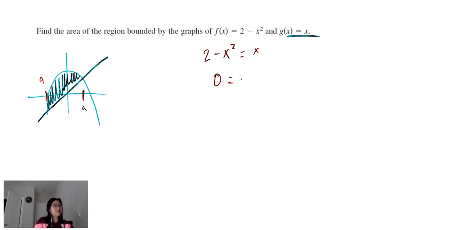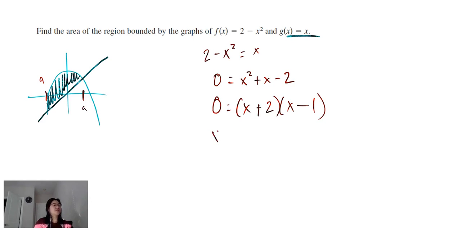So we get 0 equals x squared plus x minus 2. Can we factor that? I think so. 0 equals x minus 2, x plus 1. Nope, I flipped the signs. x plus 2, x minus 1. Multiply. Okay. So that means that our solutions are 1 and negative 2. So our bounds are negative 2 and 1.